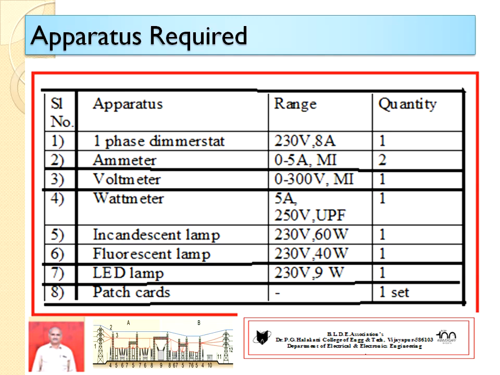Then different types of lamps. Incandescent lamp, 230 volts, 60 watt, 1. Fluorescent lamp, 230 volts, 40 watt, 1. LED lamp, 230 volts, 9 watt. Then patch cords required are one set, or you can write connecting wires.